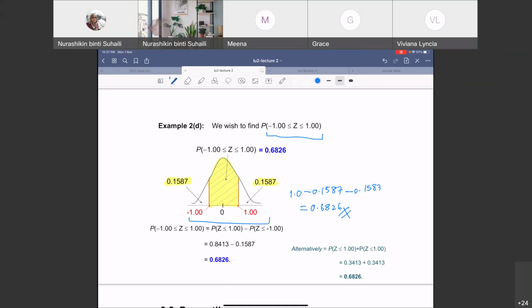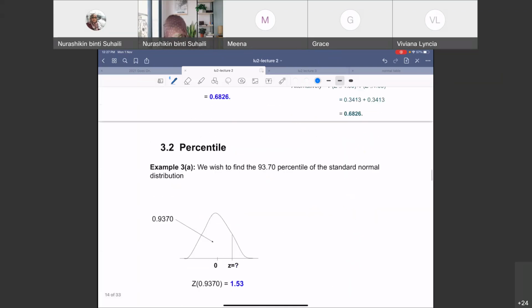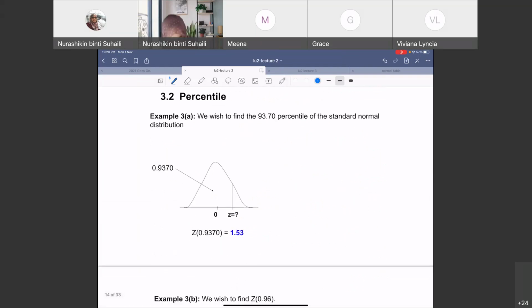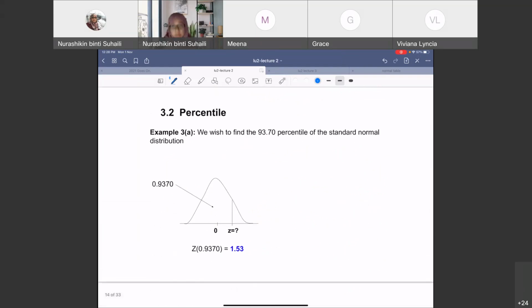Okay. So at the end, it's about logic. You have to think about the area based on the logic. So that's area under the curve for Z distribution. Any questions so far? It's just a revision for you, right? You have studied about Z distribution before. Any questions? No, doctor. Okay. All right, now percentile.